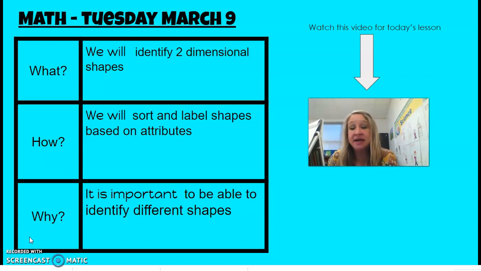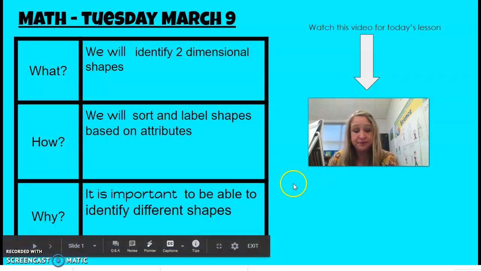Today, we will identify two-dimensional shapes. We will sort and label shapes based on attributes. Wonder what that word means? Why? It's important to be able to identify different shapes.